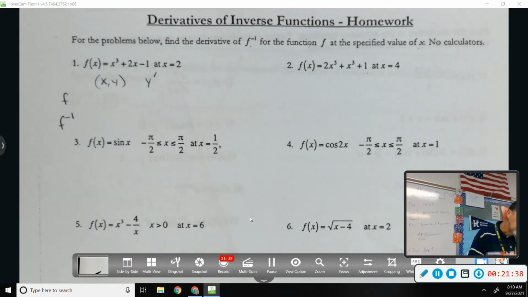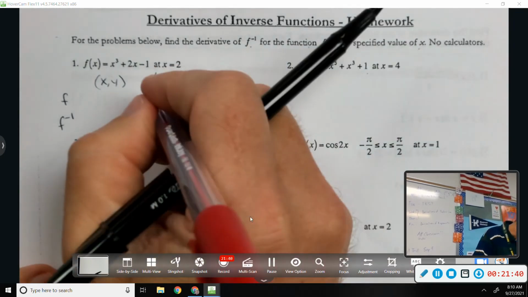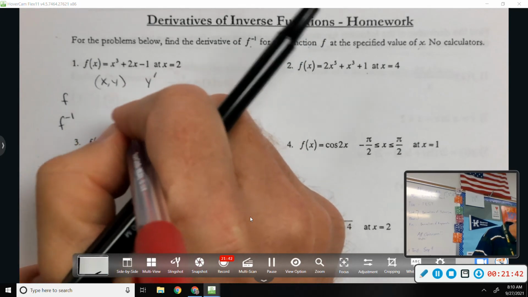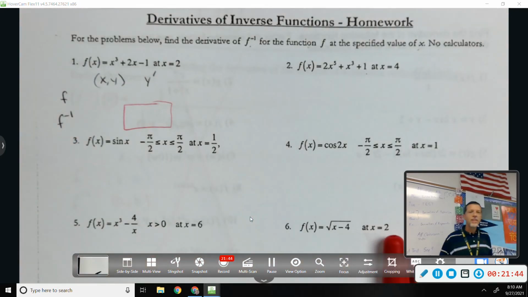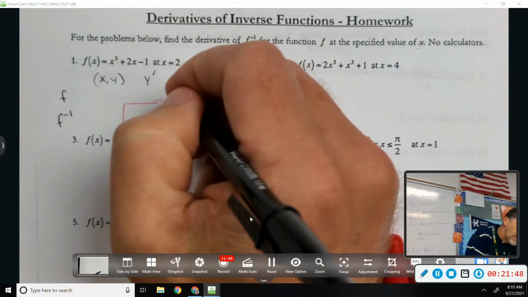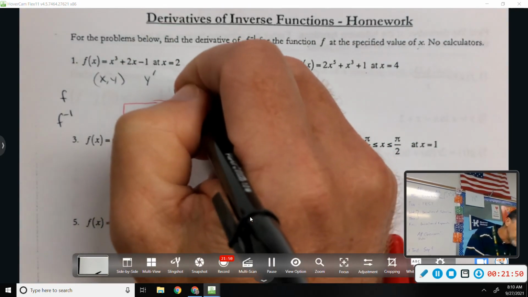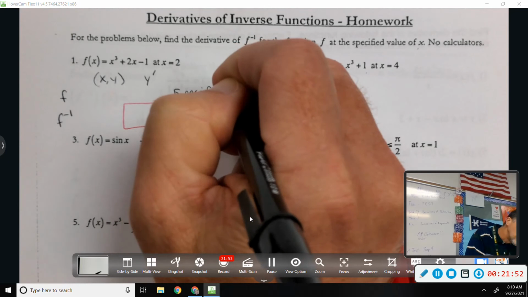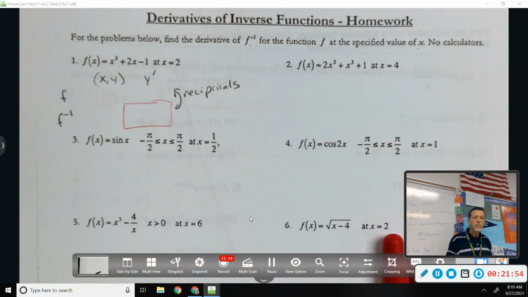And what we're aiming for, start at the end here. What we're looking for is the derivative of the inverse. And we know it's reciprocals with the derivative of the original. The trick is the x and y business.